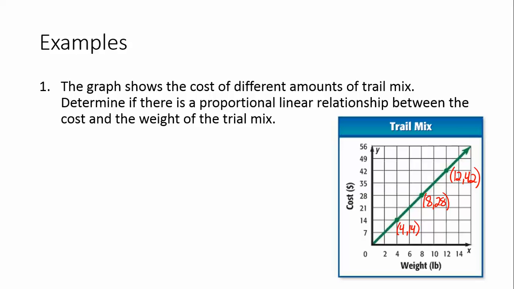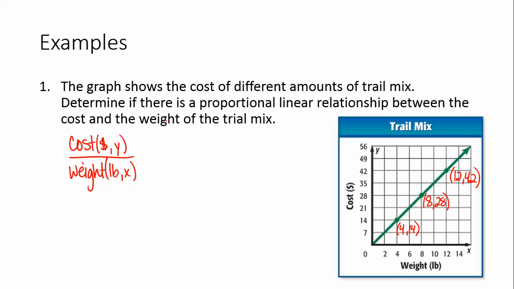And now we want to take each of those ordered pairs and write them as a ratio, the y over the x, or the cost in money, which is the y, over the weight in pounds, which is our x.